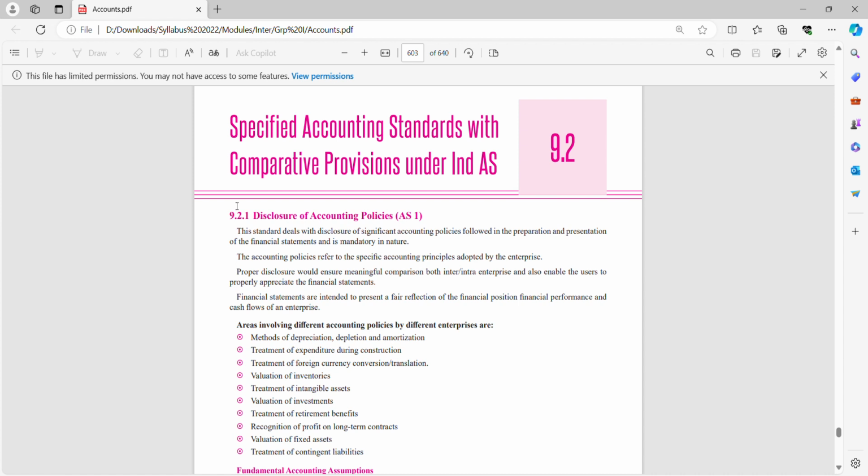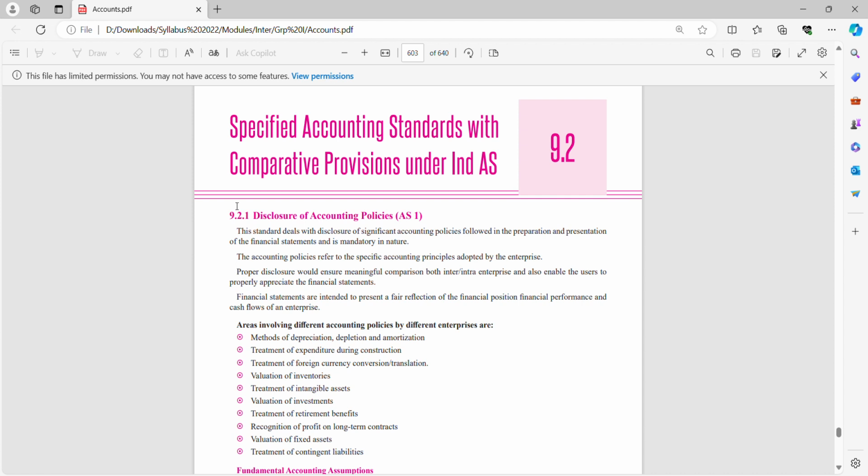This standard deals with disclosure of significant accounting policies followed in preparation and presentation of financial statements and is mandatory in nature. Accounting policies refer to specific accounting principles adopted by the enterprise. What is the accounting policy adopted by that particular enterprise? Now, proper disclosure would ensure meaningful comparison. There should be proper disclosure. With the help of that, we can do meaningful comparison between inter companies and intra companies.